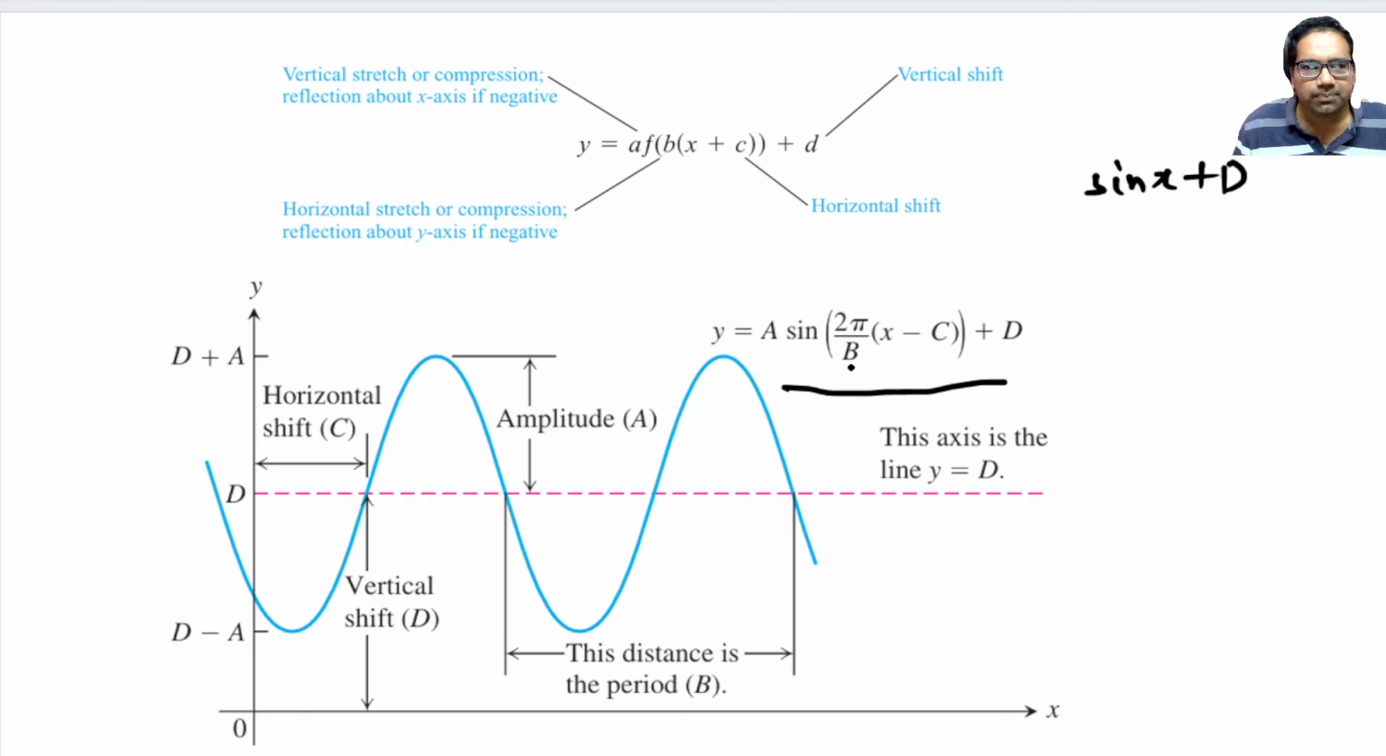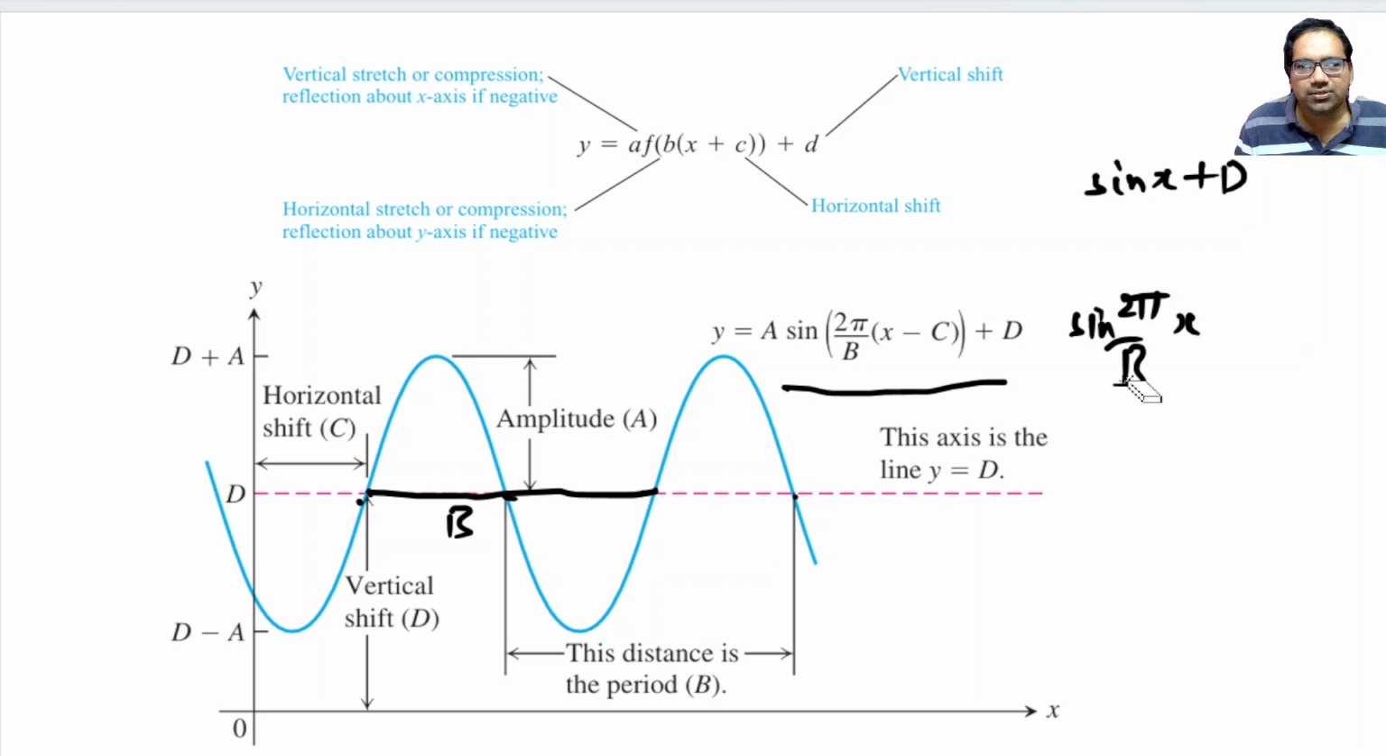If it is 2 pi by b, that means what? The period is actually b, from here to here, or from here to here, anything. That is period b. For the complete cycle, how long it is taking. So that's why sine 2 pi by b x.